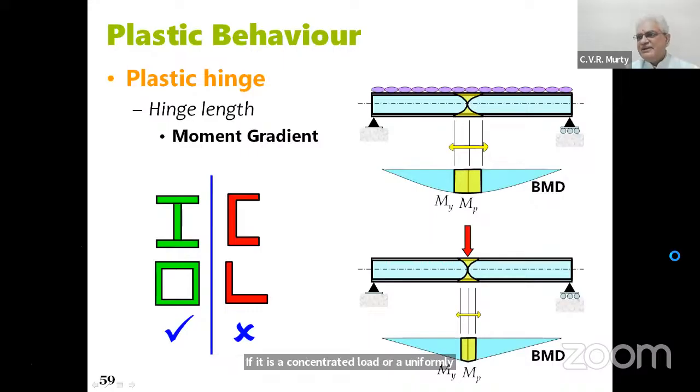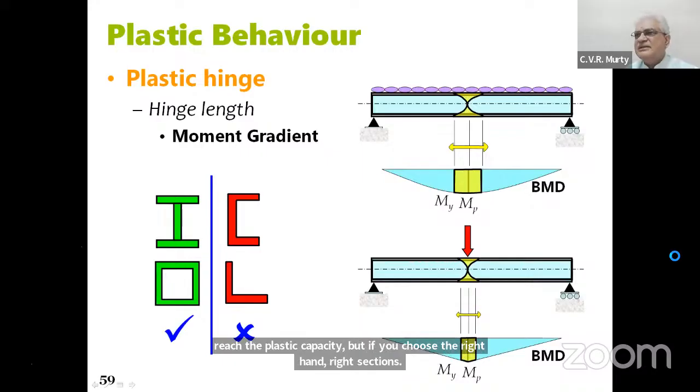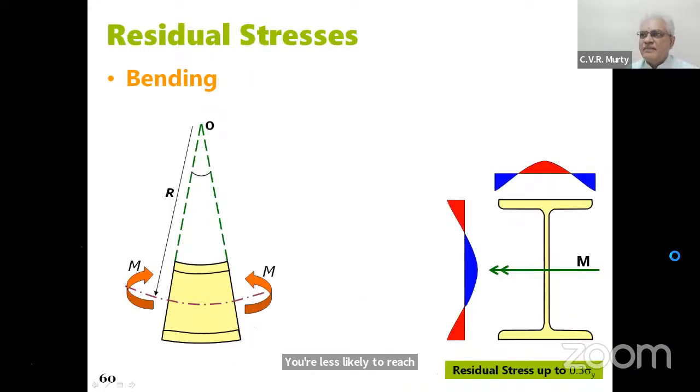But what is important is that we are able to reach the plastic moment capacity of the beam without any other detrimental action. If you choose the left-hand side two sections, you're more likely to reach the plastic moment capacity. But if you choose the right-hand sections, you're less likely to reach the plastic moment capacity, right?